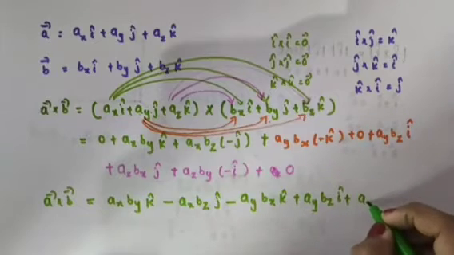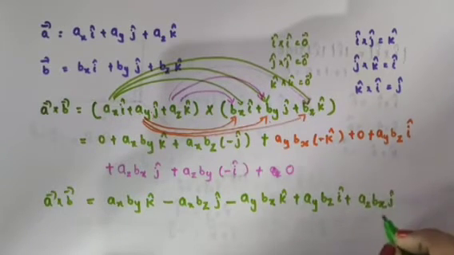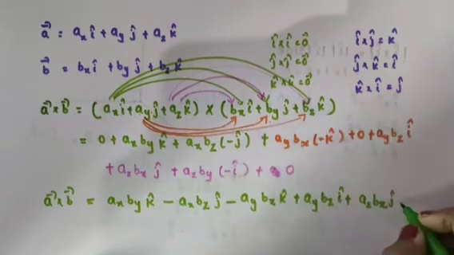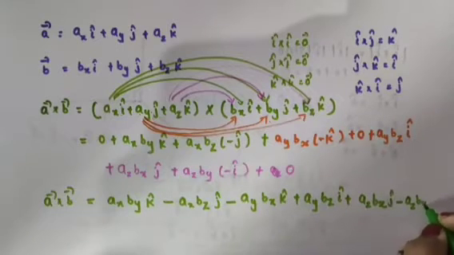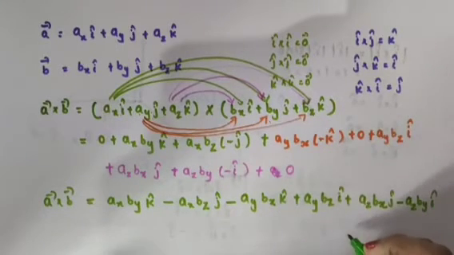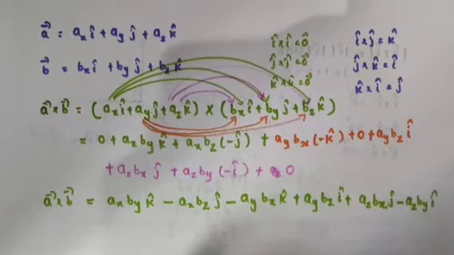Similarly I'll multiply this, that is az bx j cap. So the minus into plus becomes minus az by plus 0. ಇದನ್ನ ಈಗ ಲೈಕ್ ಟರ್ಮ್ಸ್ನೆಲ್ಲ ಒಂದು ಕಡೆ ತಗೊತೀನಿ.